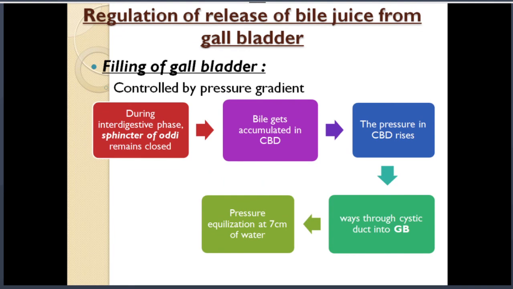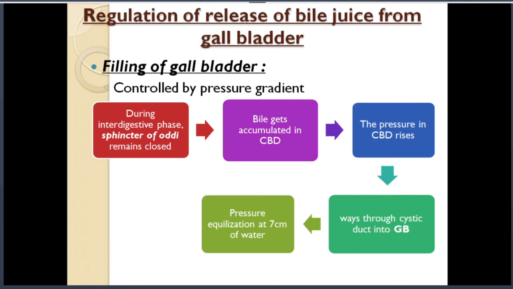So there are two things. Once the bile is secreted from the liver, the gallbladder will be filled, so filling of the gallbladder. And whenever it is required in the intestine, there will be emptying of the gallbladder. So first, filling of the gallbladder is specifically or only controlled by pressure gradient.